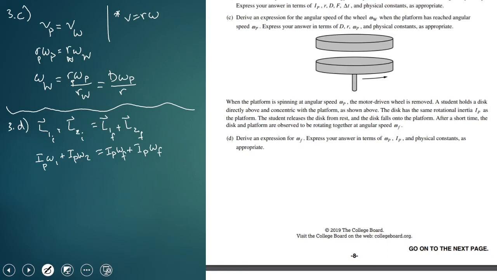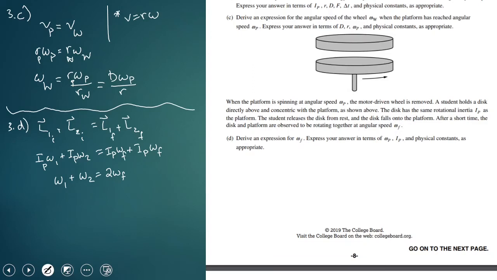But what we get is, we can cancel out the I_Ps out of all of these, and so we should just get omega 1 plus omega 2 is equal to 2 omega final, right? And so now what we need to find out is what information exactly do we have in order to solve for this?